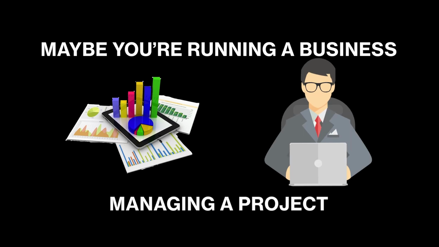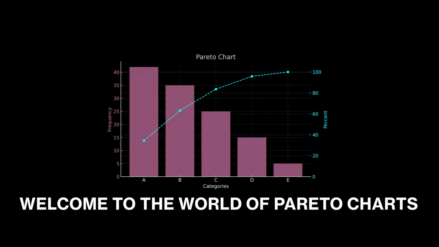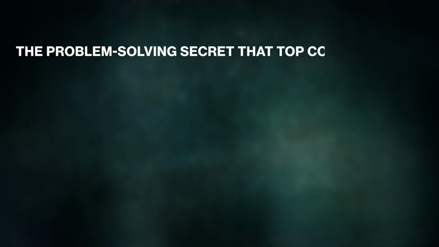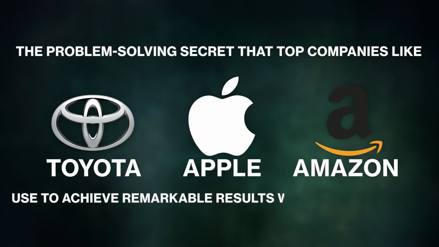Have you ever stared at a mountain of problems and felt completely stuck on where to begin? Maybe you're running a business, managing a project, or just trying to fix daily annoyances. Imagine transforming chaos into clarity with just one powerful tool. Welcome to the world of Pareto charts, the problem-solving secret that top companies like Toyota, Apple, and Amazon use to achieve remarkable results with minimal effort.